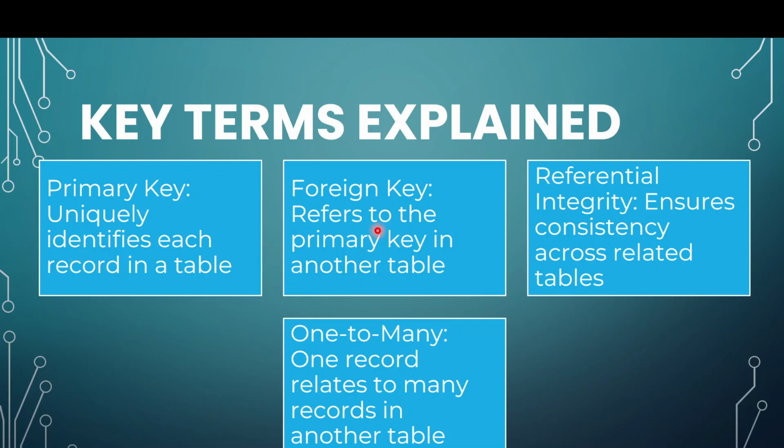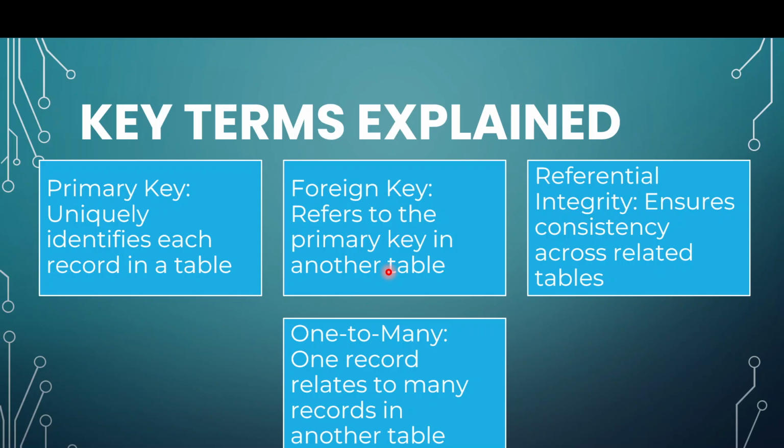Now, a foreign key is a primary key in another table. So let's say, for example, we have our class table and our student table. In our class table, we will have their student ID as one of our fields.